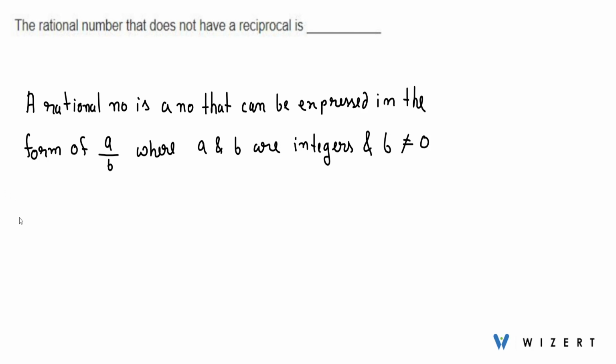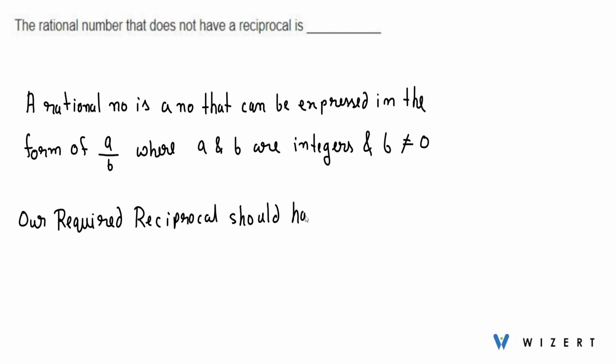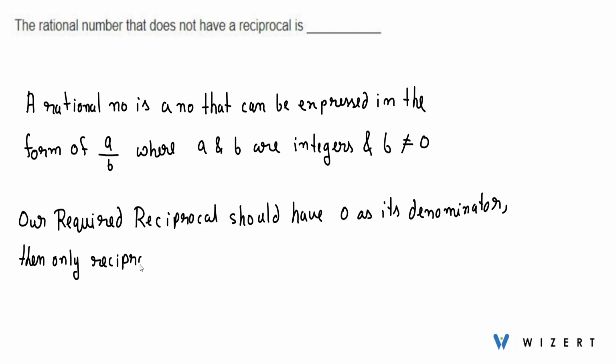So our required reciprocal should have 0 as its denominator. Then only that number will not be possible. Then only the reciprocal cannot be obtained.